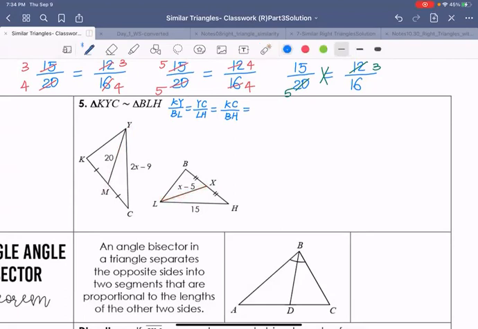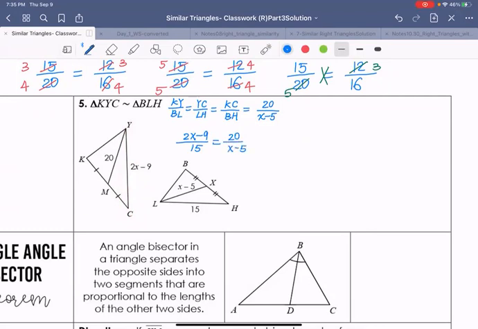20 over X minus 5. Yeah, you can write that down. Okay. 20 over X minus 5. Yes? Yeah. Who else do we know? YC. Oh, YC is here, right? Yeah. 2X minus 9 over LH is how much? 15. Equals 20 over X minus 5.